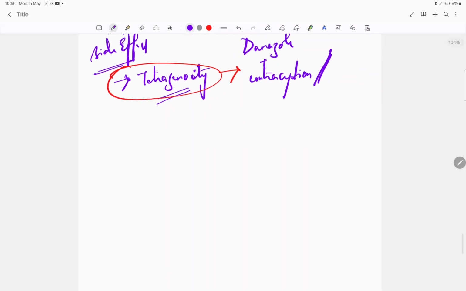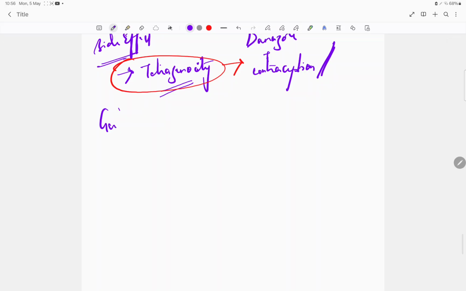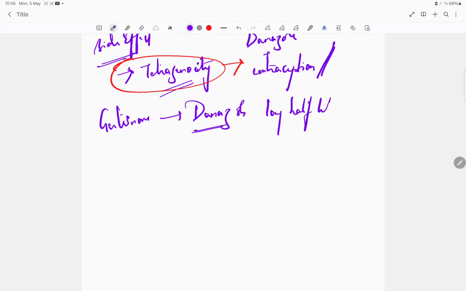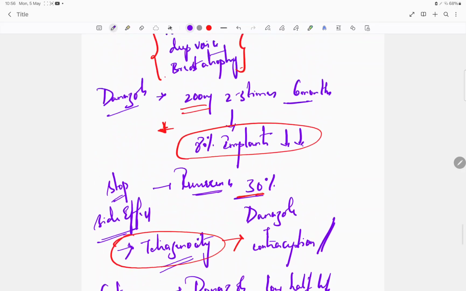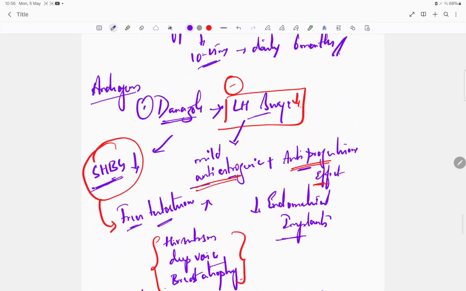Okay, there is one more drug that is called gestrinone. This gestrinone is also like danazole, but the only difference is it has a long half-life. Okay, if you ask about the chemical composition of danazole, it is 17 alpha ethynyl testosterone. Okay, that is the composition of the danazole.